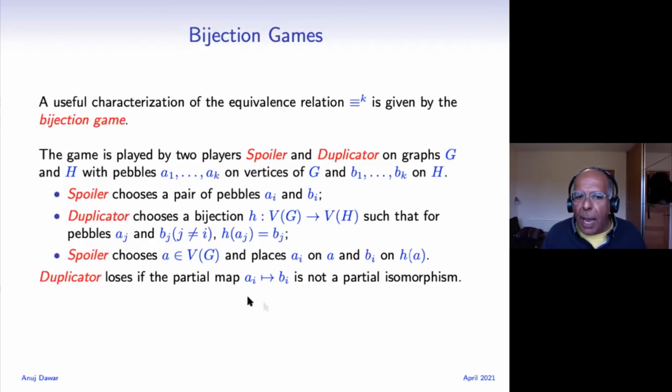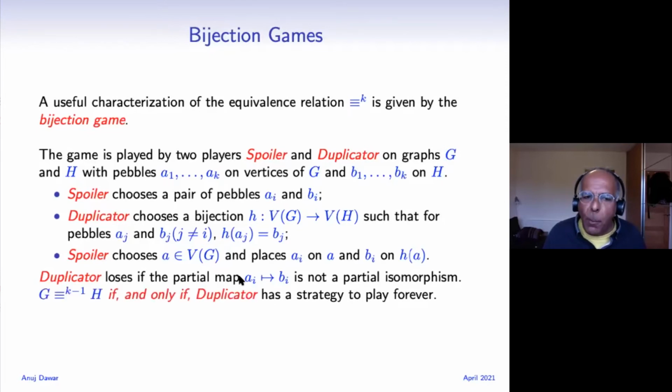If the partial map fails to be a partial isomorphism, duplicator has lost the game. Otherwise, the game can continue. And if duplicator has a strategy to play forever, this characterizes this equivalence relation, the k-dimensional Weisfeiler-Leman equivalence between G and H. For our purposes, you can take this as a definition of this equivalence relation.